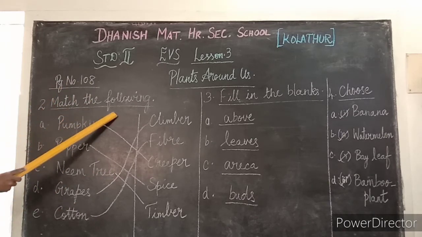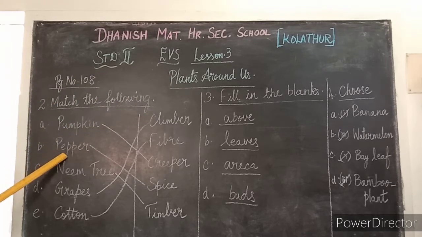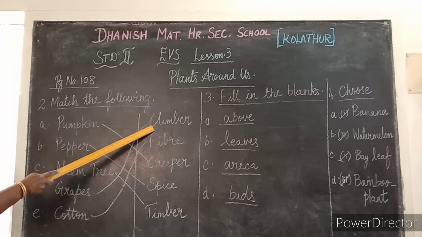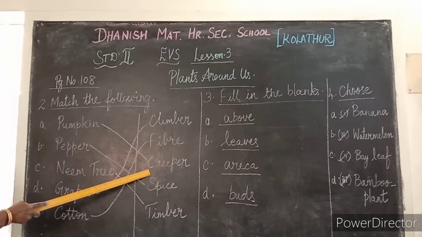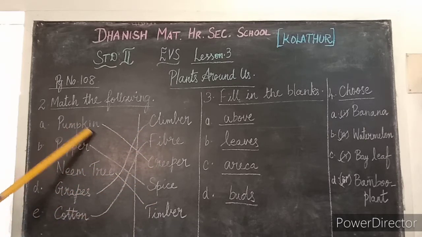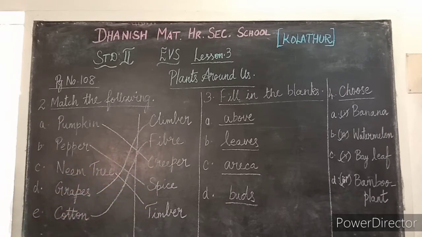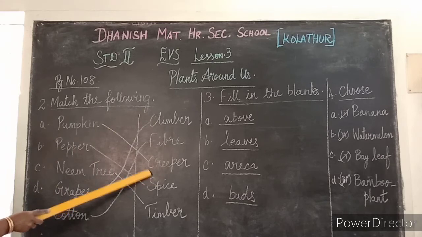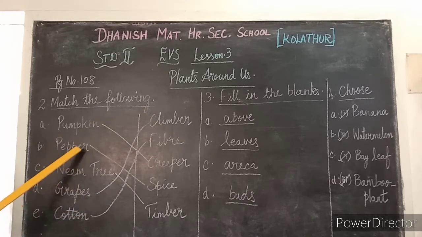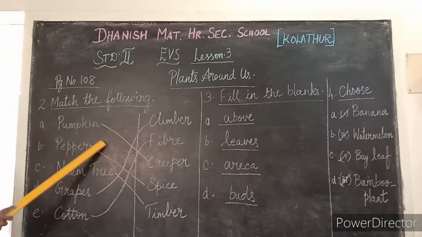Two. Match the following. First one, pumpkin. B, pepper. C, neem tree. D, grapes. E, cotton. This side: climber, fiber, creeper, spice, timber. Now you want to match correctly. Pumpkin is what? Which one is correct? Pumpkin is creeper. So match it to this. Like this you want to match. Pepper is what? Spice. So match it to that.